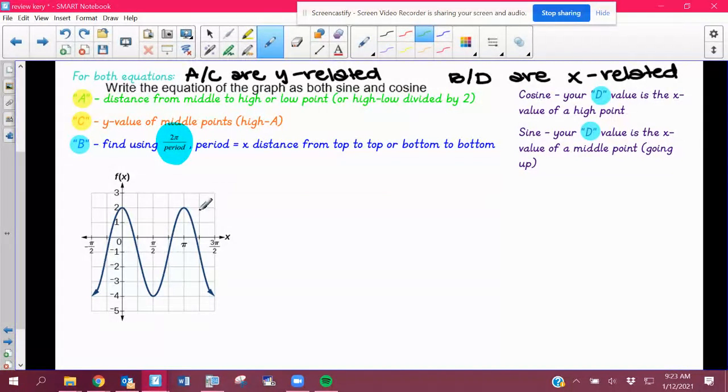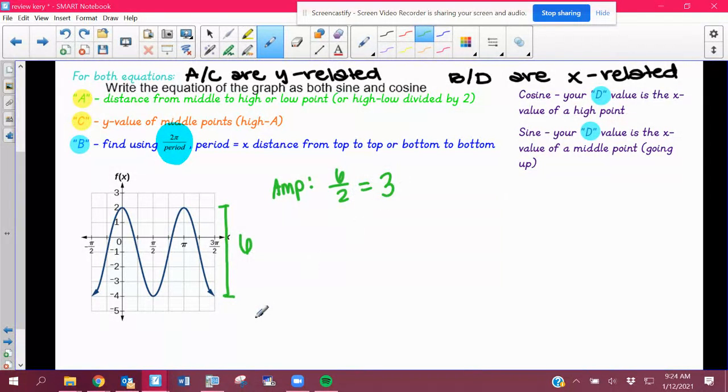So again, one of the things that I'll do is I'll look at this and say, okay, I went from 2 to -4. That whole distance is 6. So in order to find the amplitude, I'm going to take that total distance and divide it by 2.